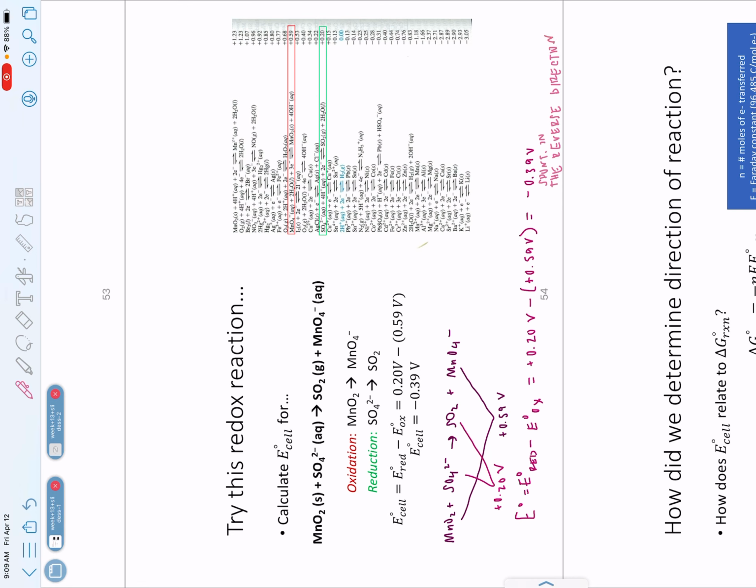Go ahead. Why don't you have to flip the value since that's a reduction? Because the negative sign does that for us, right? So if I wanted to figure out how far it was from one point to another, and I have stopping points in between, like the standard hydrogen electrode, I would just add the distances together, right? But since my oxidation, by definition, is going the opposite direction, I put a negative sign in here and it accomplishes the same thing. Does that make sense? So we don't have to flip the potentials because that's already done for you in that reaction.